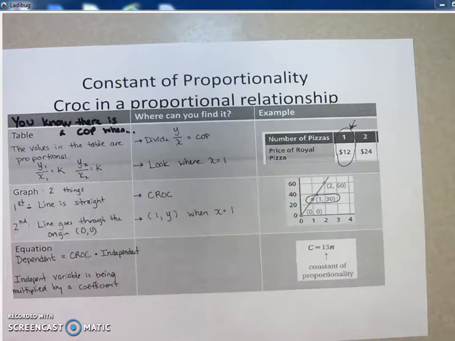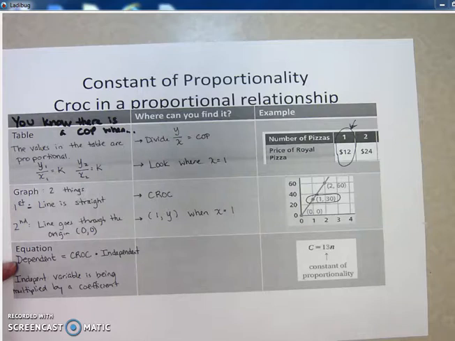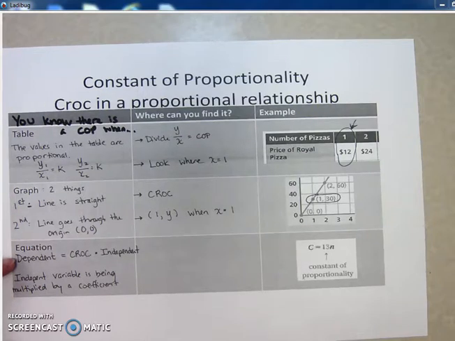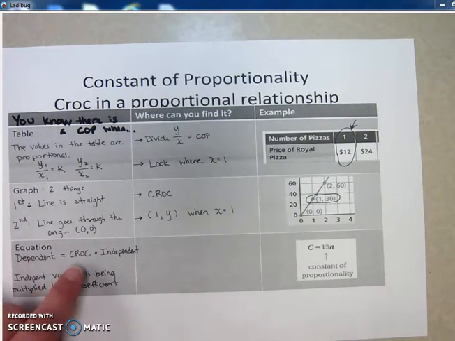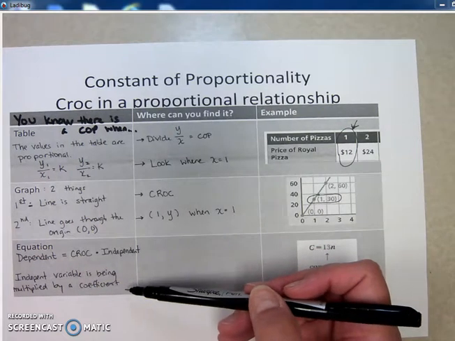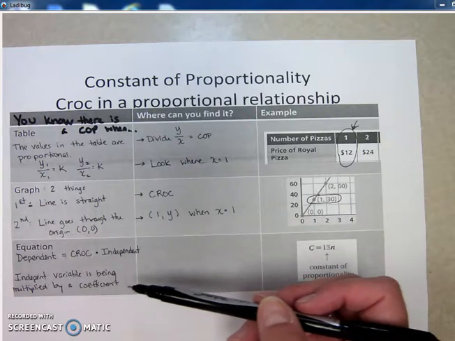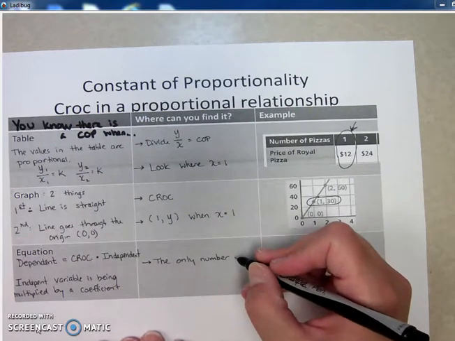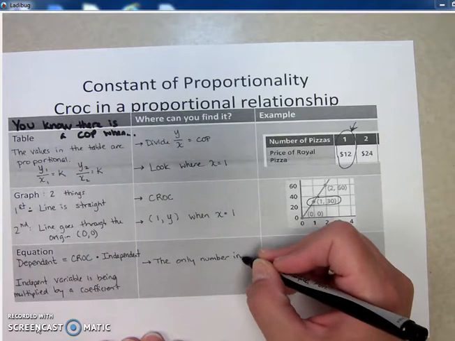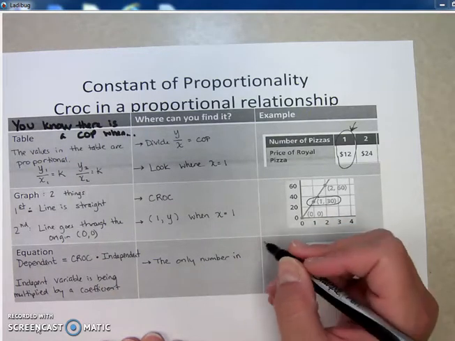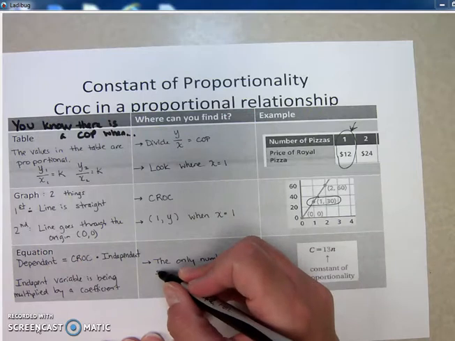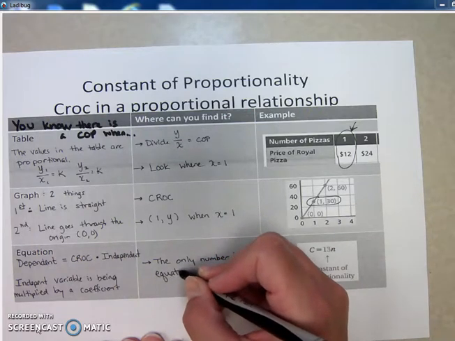And for the last one, the equations that have this format, when they have the dependent variable equals the constant rate of change times the independent variable, those are the types of equations that are proportional. So you'll know because there will be only one number that's being multiplied by the independent variable and there's nothing added or subtracted or anything. So if the equation is in simplest form, then the only number in the equation will be the constant of proportionality.